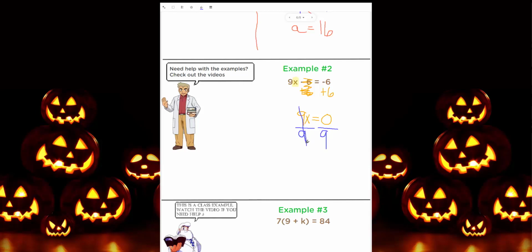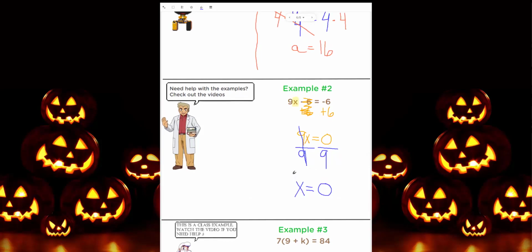The 9's cancel out, and that gives us x is equal to 0 divided by 9, which is 0. Awesome. And there we go. Just like that, we've solved it. And now let's check our answer just to make sure that it's good. So we're going to go back to our original equation here.